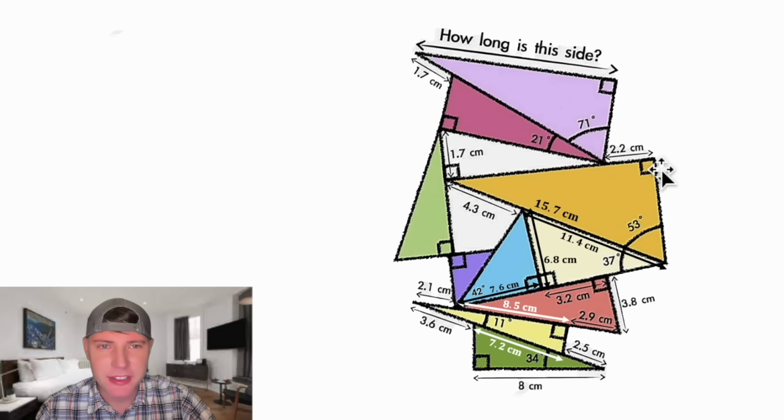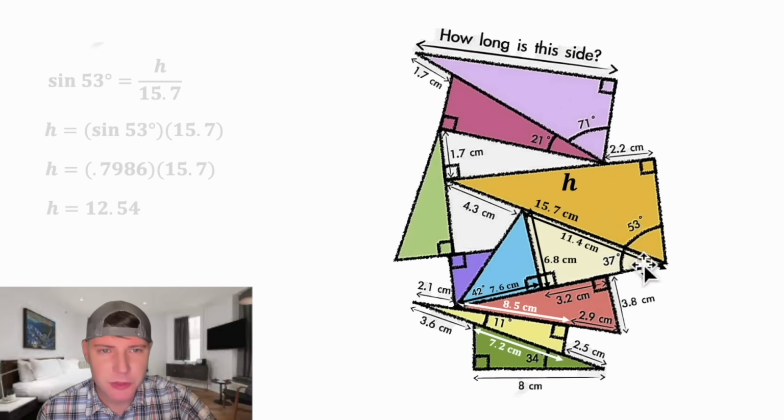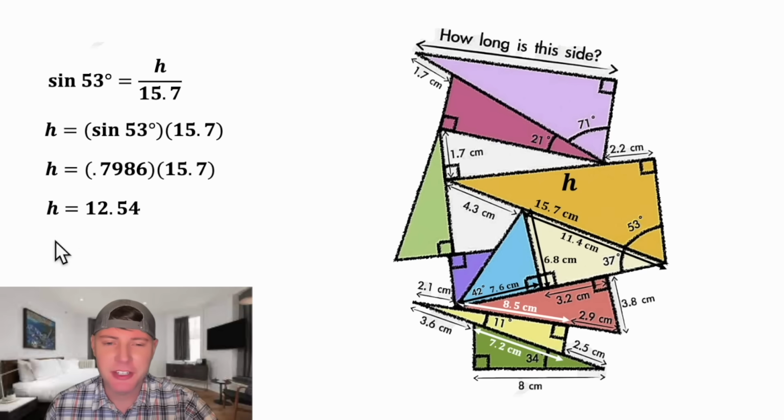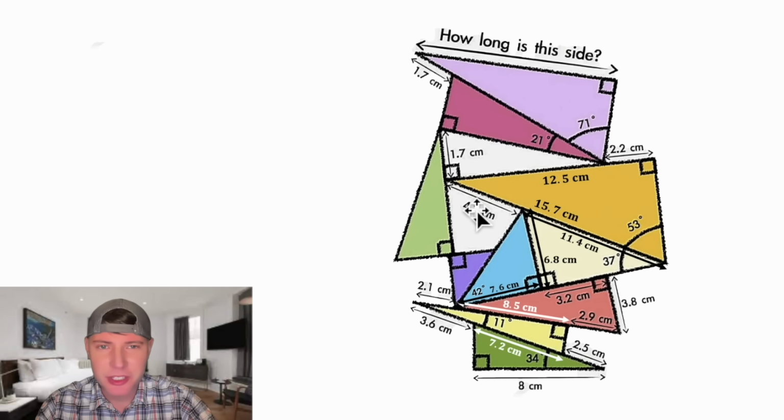Now we can find this side of the mustard triangle. Let's call it little h. This will also be sine. Sine of 53 will be equal to the opposite h over the hypotenuse 15.7. And after we cross multiply and do all the math, we end up with h is equal to 12.54. So in the place of this h, let's plug in 12.5. And then if this whole side is 12.5 and this is 2.2, we can find out this side of this triangle. It's going to be this minus this, which is 10.3.